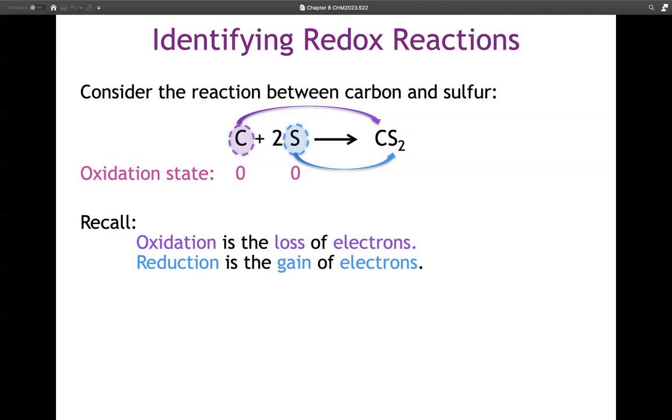And then when you look at the product, the net charge or the net oxidation state should be 0, unless we're dealing with a polyatomic ion.